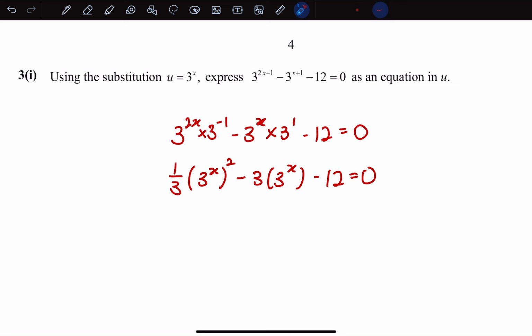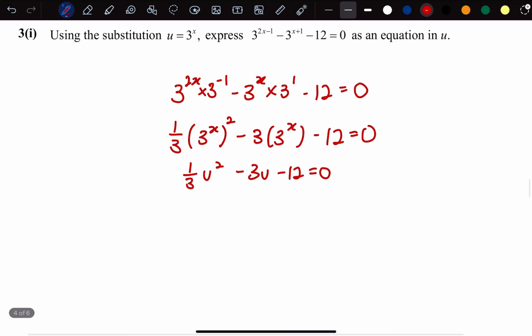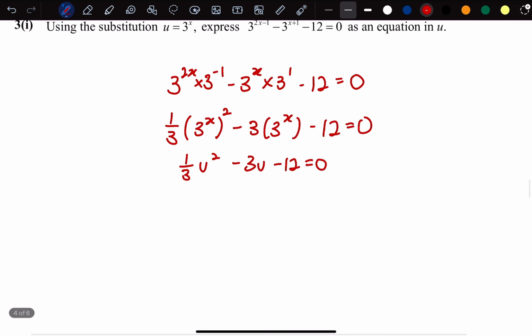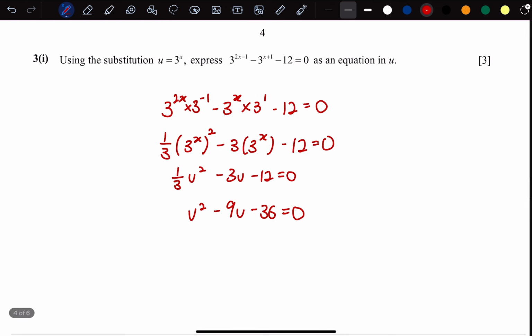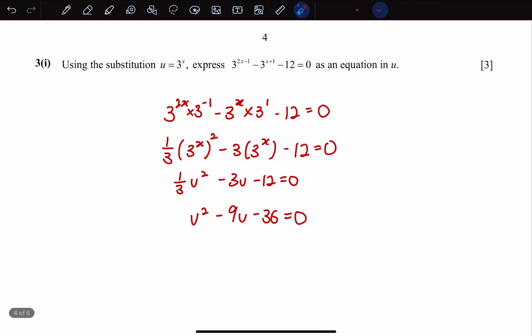Then if I use this substitution here, which means that I replace all my 3 to the power x by u, I'll get 1/3 u squared minus 3u minus 12 equals 0. We get rid of the fraction to make it simpler. So I multiply 3 to the whole equation. I will get u squared minus 9u minus 36 equals 0. And therefore I've solved the question. I've expressed this whole thing into this, which is an equation in u.